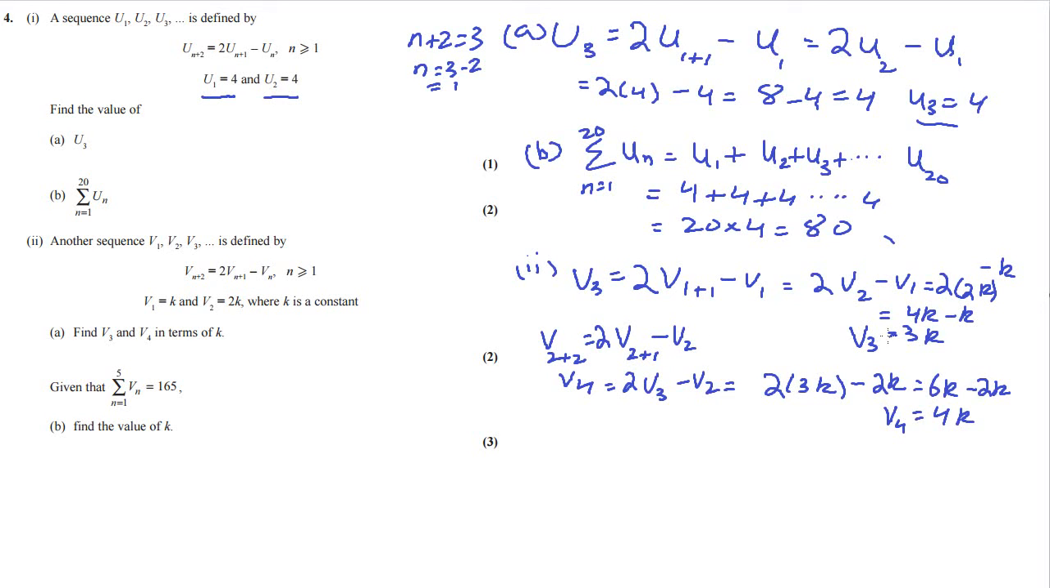Seems like there's a pattern, but anyways, that may not be required. But yeah, these are the values of v3 and v4. This was part A. So part B.